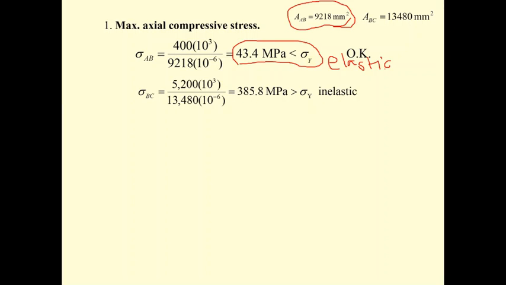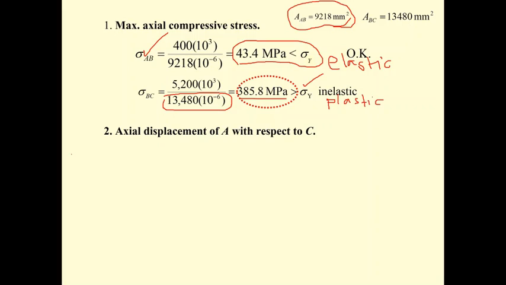For column BC, the load is very large, and we divide it by the area here, and we get the stress here. And the stress is larger than the yielding stress. This is going to be in the plastic behavior. That means when we release the force, AB is going to recover, but BC is going to have some permanent deformation. The maximum stress is going to be in the BC portion, 385.8 megapascal.